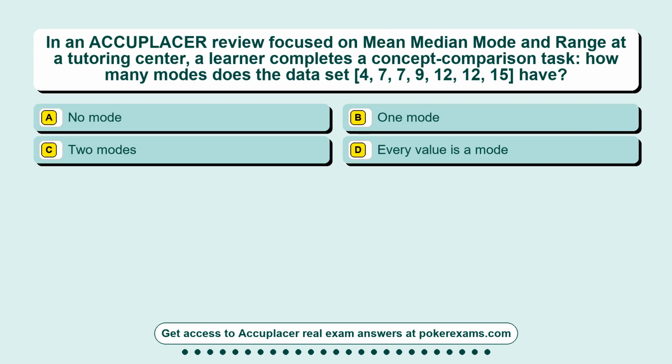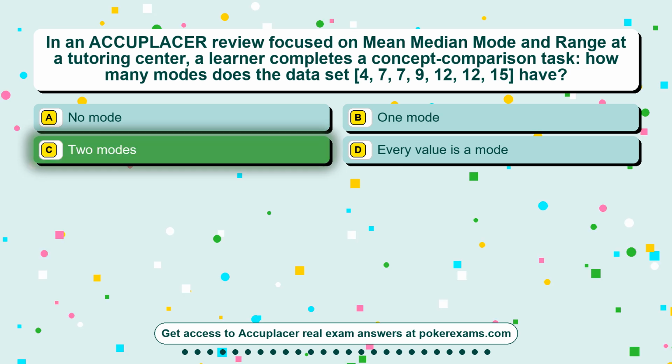Question 3. While studying insurance basics, an insured injures another driver in an at-fault accident. Which coverage responds? Option A, comprehensive. Option B, towing only. Option C, collision. Option D, bodily injury liability. The correct answer is option C, 2 modes.